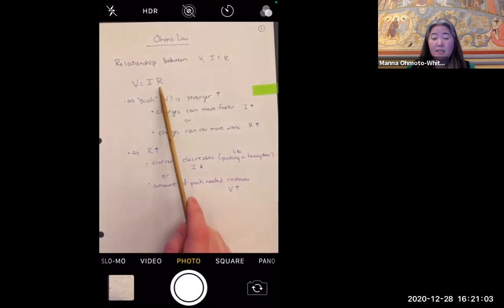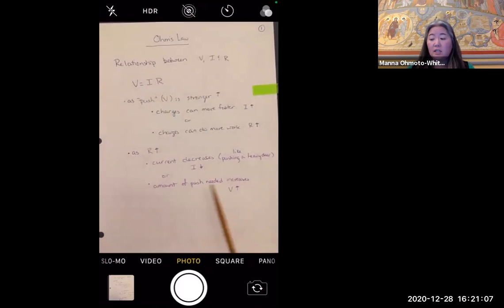Or another way of saying this is if I increase R, the amount of push that is needed in order to get through the same number of people will have to increase. So if I want the current to stay the same, the number of people to get through to be constant at a certain rate, then each person is going to have to push that much harder in order to get through that heavy door.